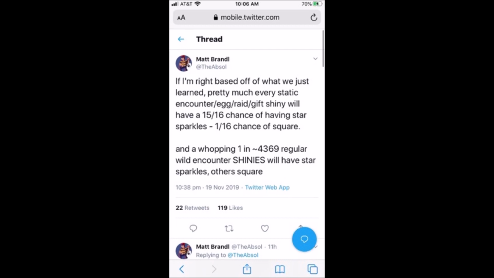But for non-wild encounters, so basically for static encounters and for raid and egg and gift, you would just have a 15 out of 16 chance of getting stars, and then the squares being 1 in 16, because originally, I don't know if this has been messed up by Game Freak, but originally the stars were actually meant to be more common, but it hasn't worked out that way, because obviously that force check makes it squares. So for anything that isn't wild, stars are more common, but for the wild, the chances of getting stars are astronomical.